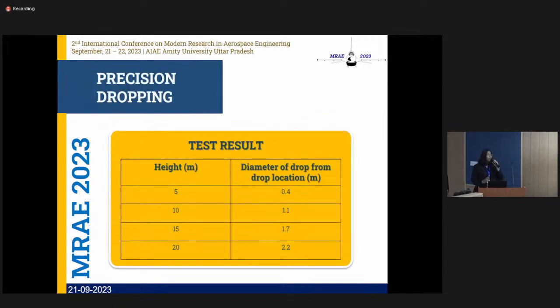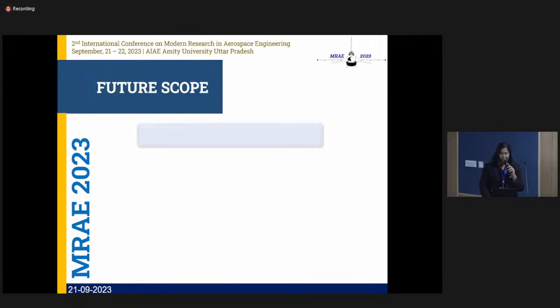So the most important thing which we all want is precision. So this is the table we took. Our payload was 200 grams, and we tested it by dropping it from various heights: 5, 10, 15, 20. On the other side is the diameter of drop from the drop location, basically how far it fell off from the desired location.